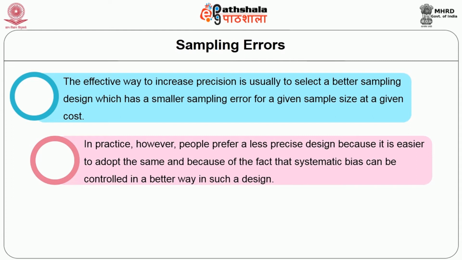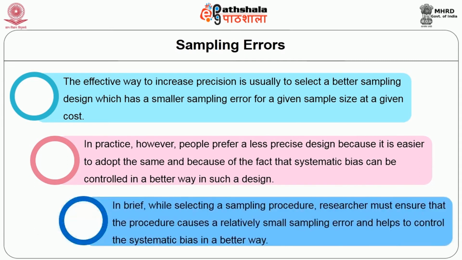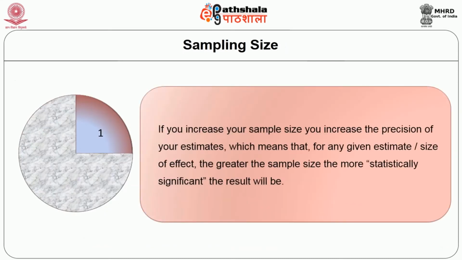In practice, however, people prefer a less precise design because it is easier to adopt and because systematic bias can be controlled in a better way in such a design. In brief, while selecting a sampling procedure, the researcher must ensure that the procedure causes a relatively small sampling error and helps to control the systematic bias in a better way.